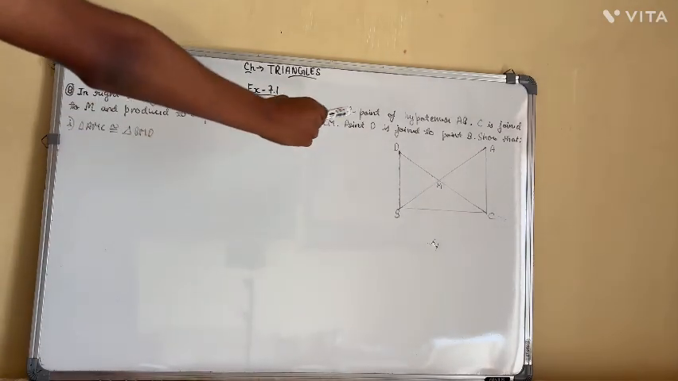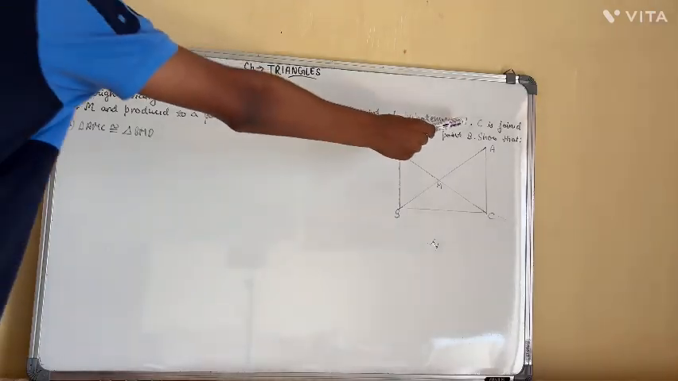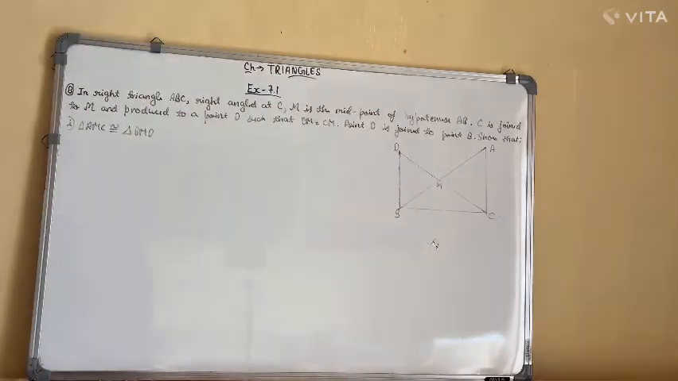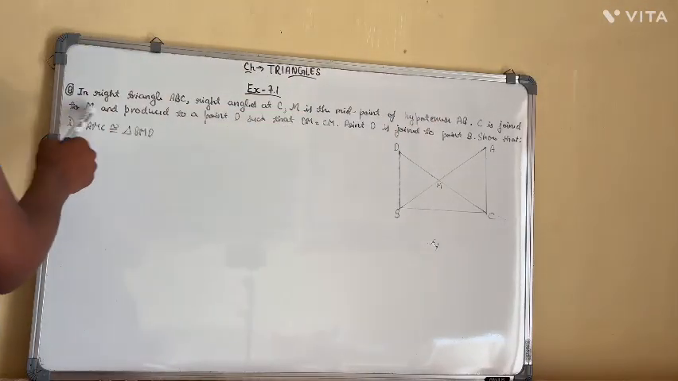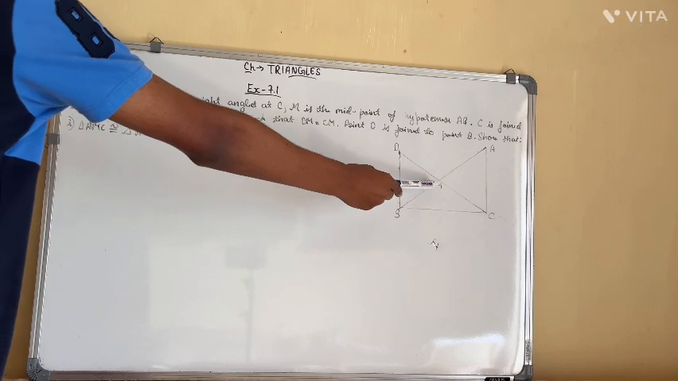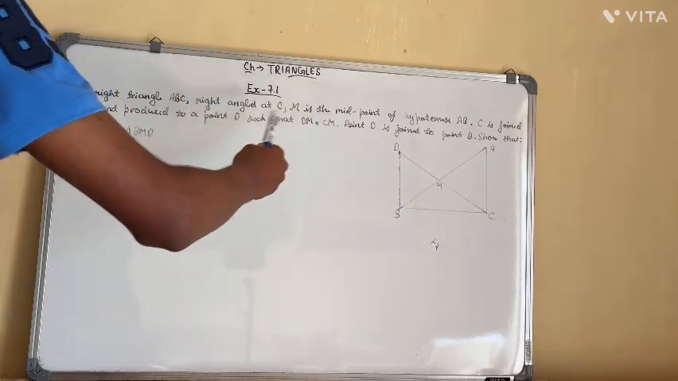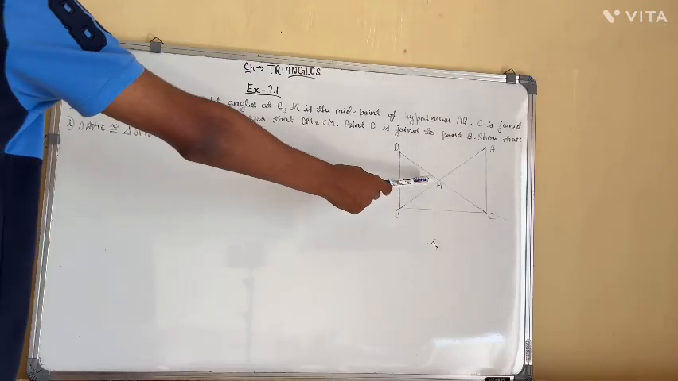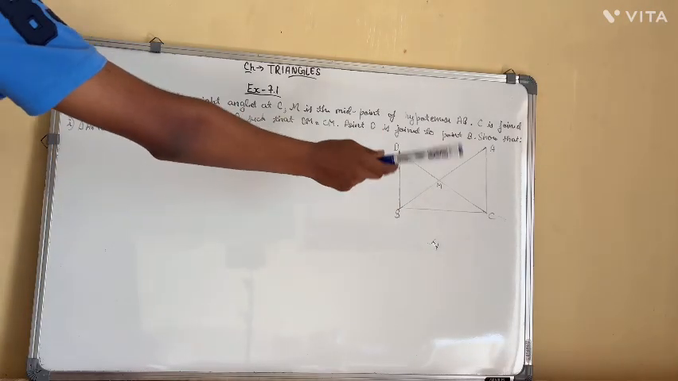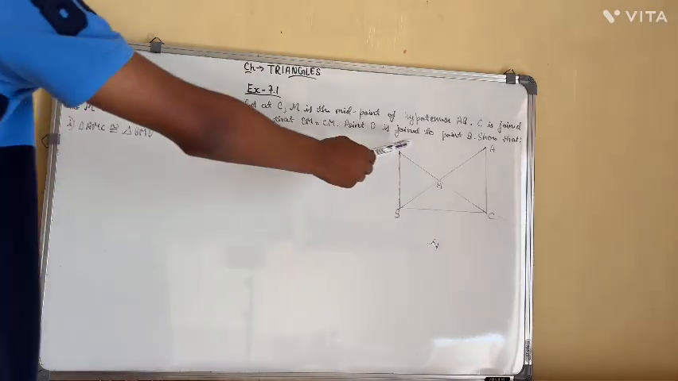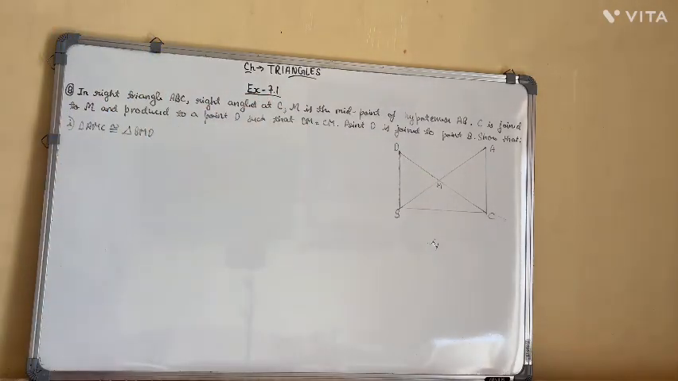Okay. M is the midpoint of the hypotenuse AB. This M is the midpoint. That means MB is equal to MA. Okay. C is joined to M and produced to a point D, such that DM is equal to CM. That means M is the midpoint of CD also. Point D is joined to point B. What we have to show?